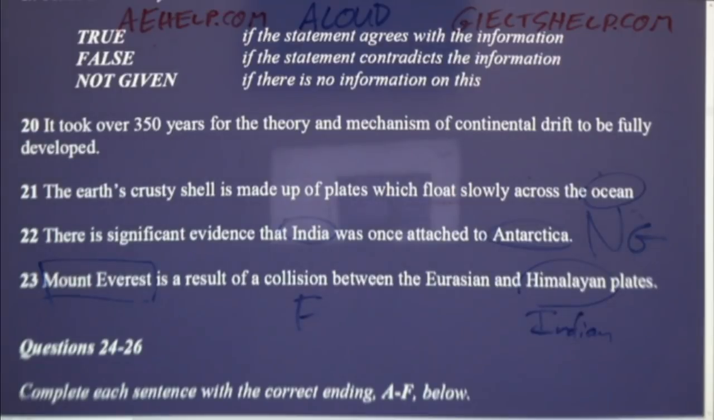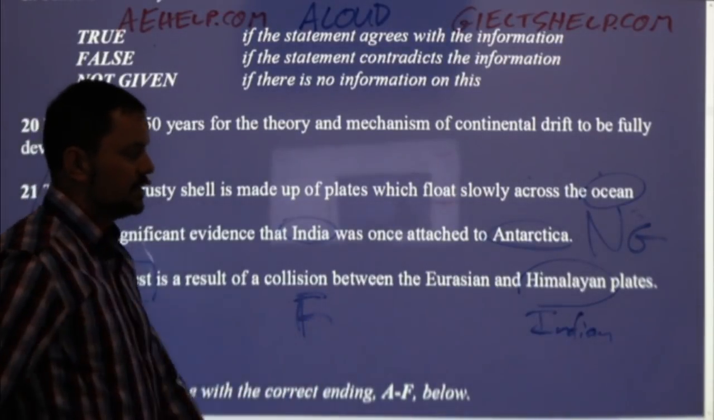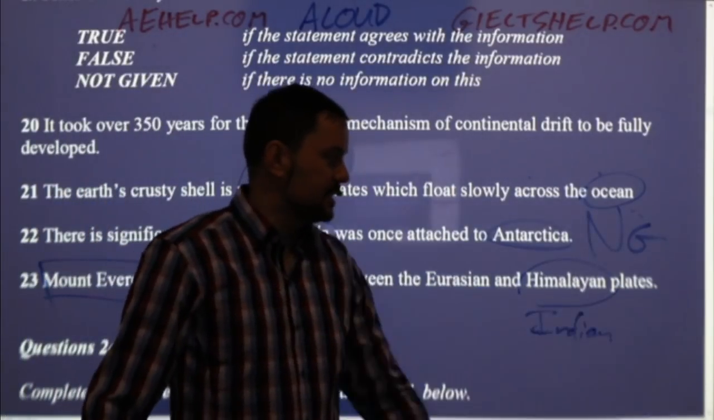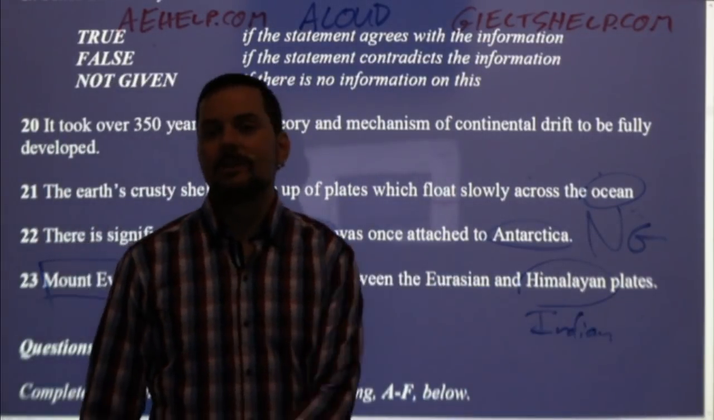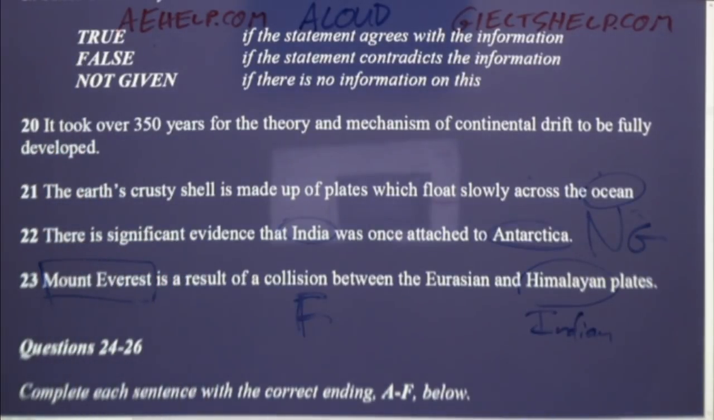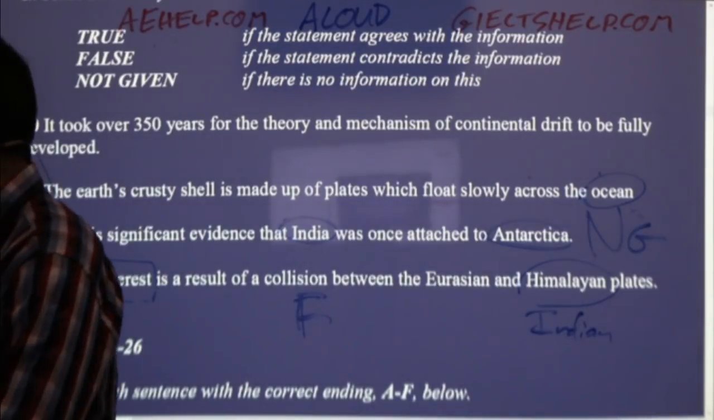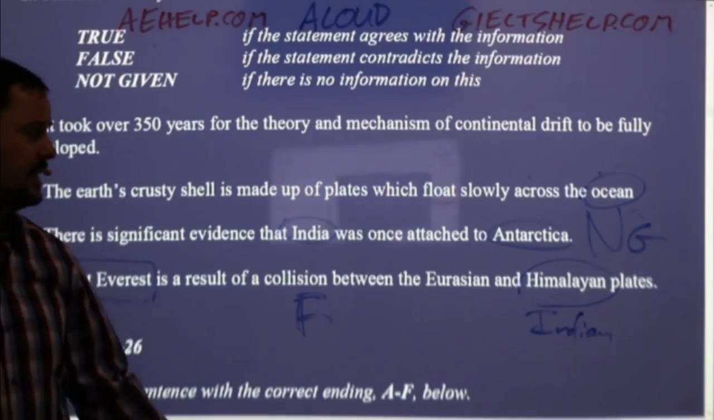So it's important, and the answer is false because it's the Eurasian and the Indian plates. It's not the Eurasian and the Himalayan plates. There's no such thing as a Himalayan plate. It's just the Indian plate. There's such a thing as the Himalayan mountains. All right, so pay attention to details.